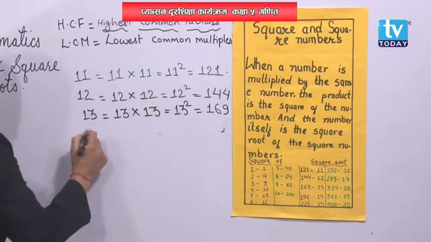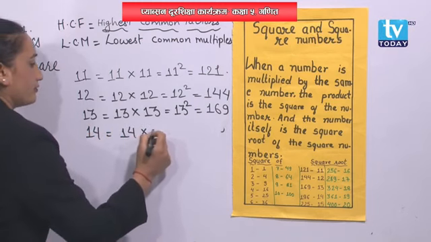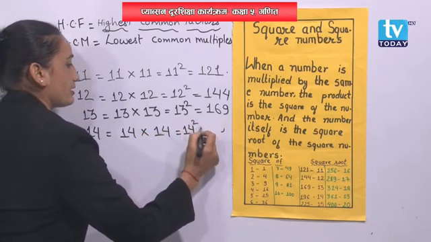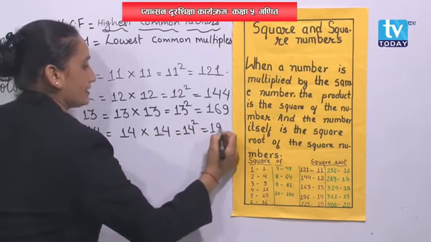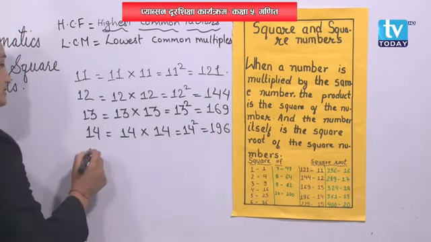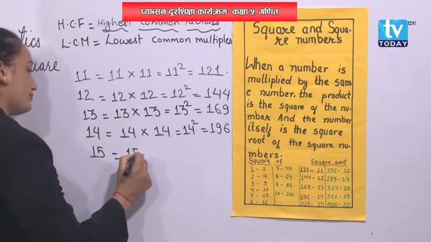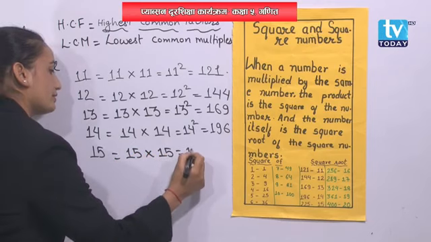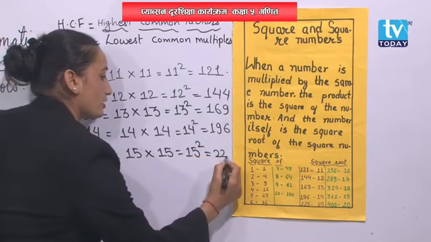Okay. Now 14. 14 into 14 equals 14 square equals 196. It's time for 15. 15 into 15, that is 15 square. That is 225.